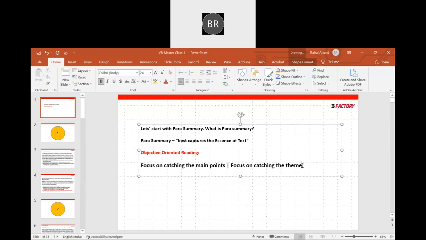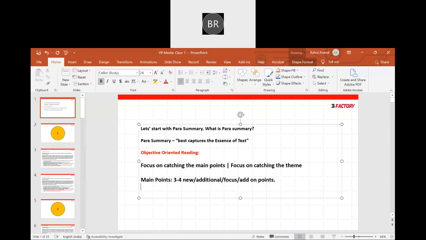But this objective needs to be in your mind right when you start reading the paragraph itself. Focus on catching the main points and focus on catching the theme. What do we mean by the theme? Theme is the answer to the question, what did I read about? So what do I mean by main points here? In a typical paragraph, there might be 3 to 4 new or worthy or additional or focus or add-on points. These are the main points.